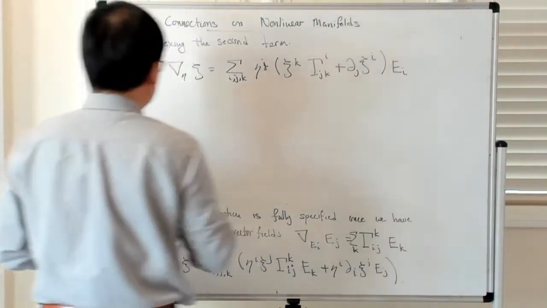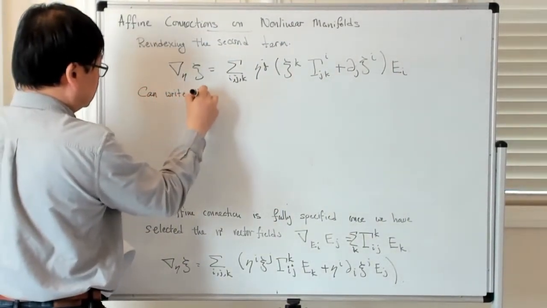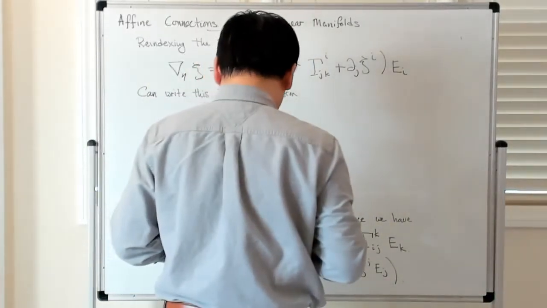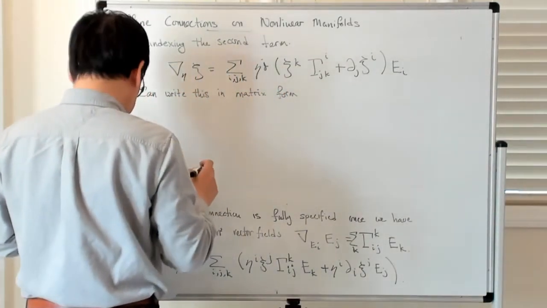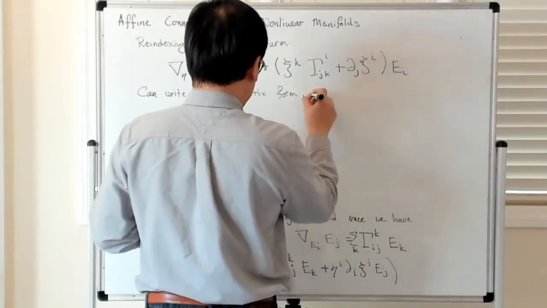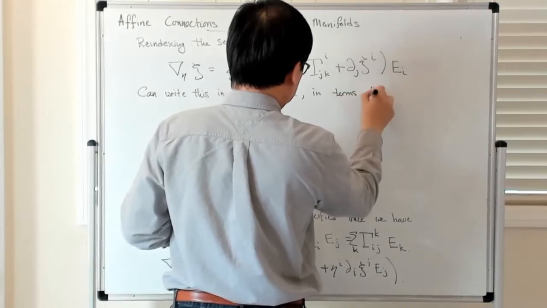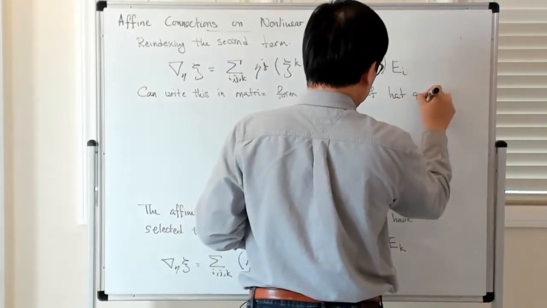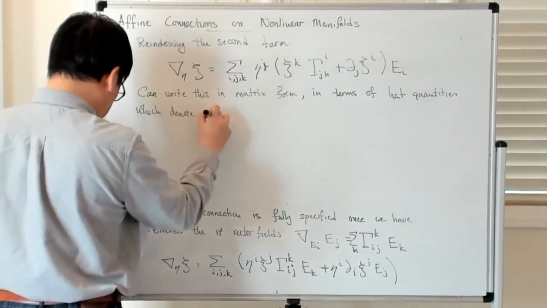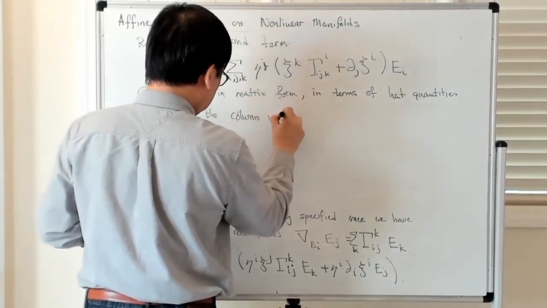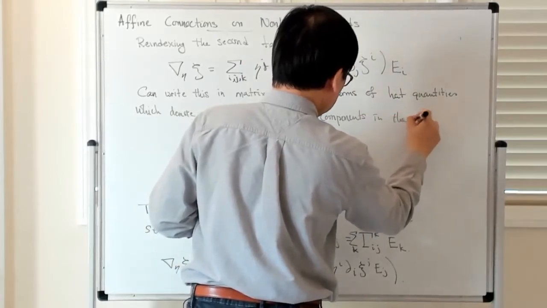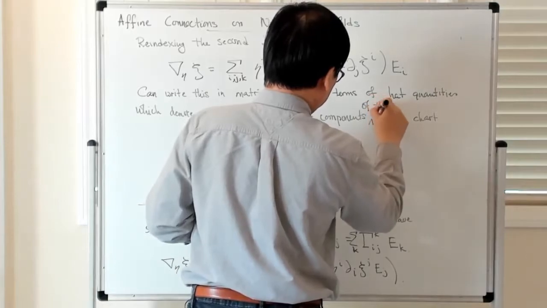So, right, I can write this in matrix form, and in terms of hat quantities, which denote the column vector of components in the chart. Components of the vector, right? That's what I mean.